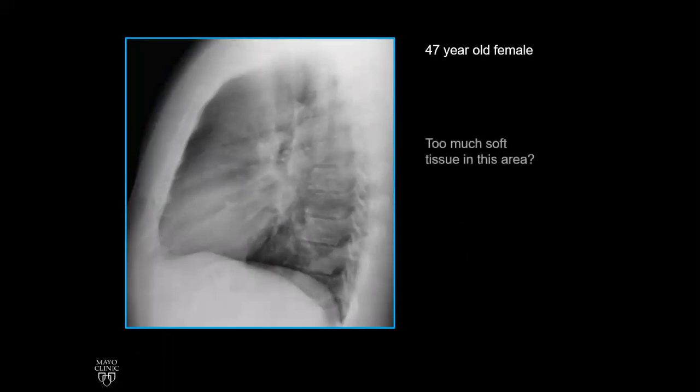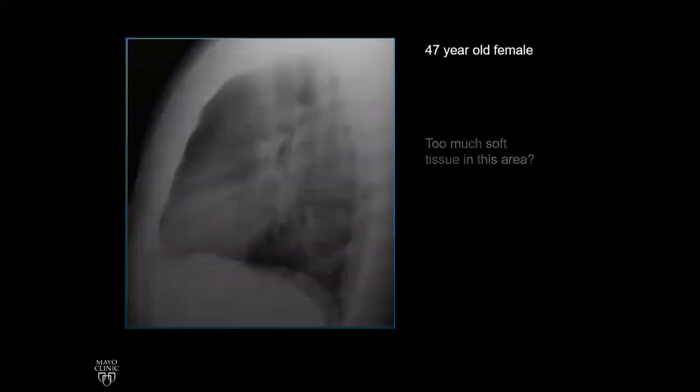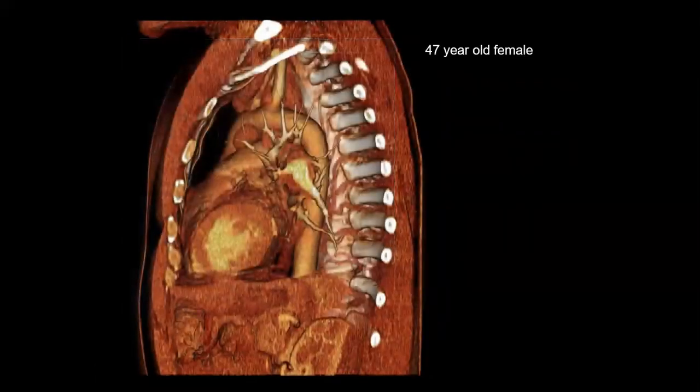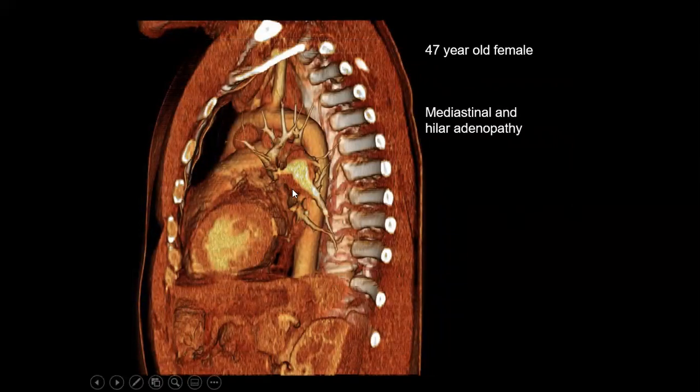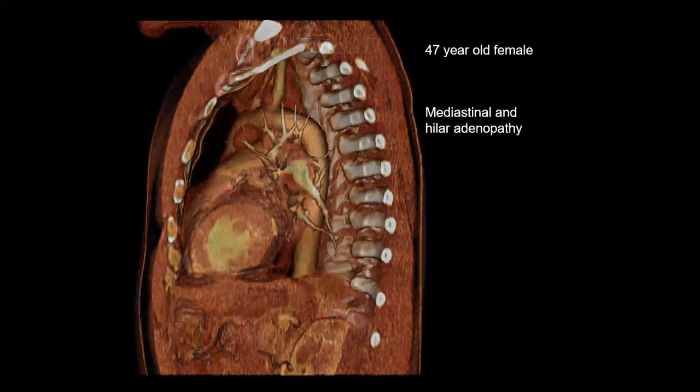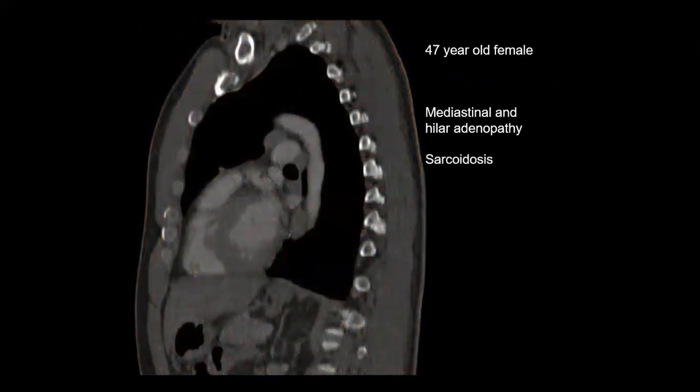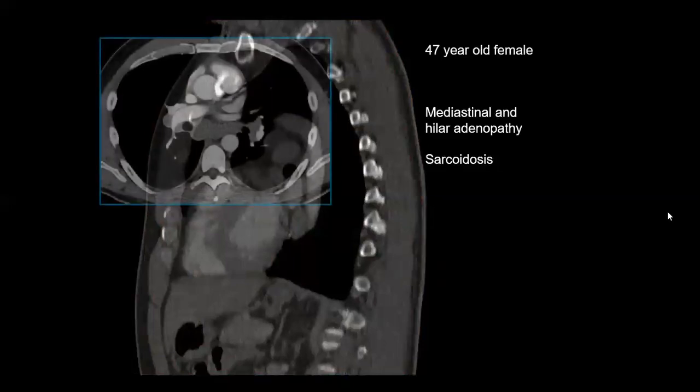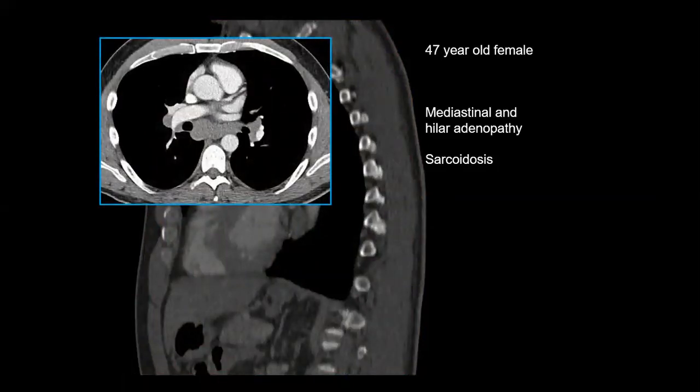Different patient, 47-year-old female. Is there too much soft tissue in this area? If we peel away, we can see that there are all these darker blobs. This is mediastinal and hilar adenopathy. This patient had sarcoidosis, and again, you can see these lymph nodes. And there's the axial CT scan showing the mediastinal and hilar adenopathy. The frontal coronal slice shows mediastinal and hilar adenopathy. So this patient had sarcoidosis.